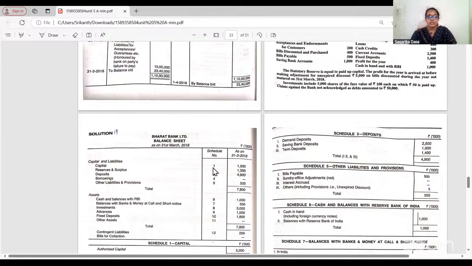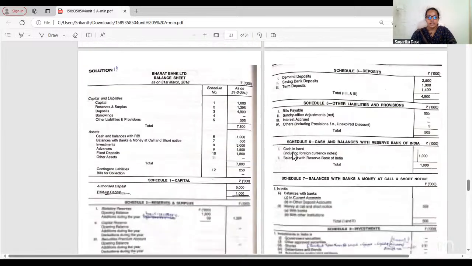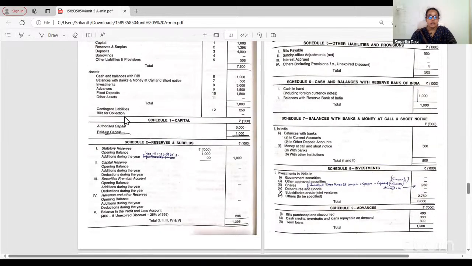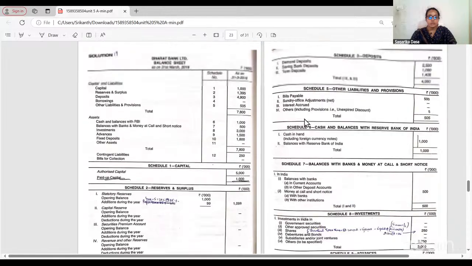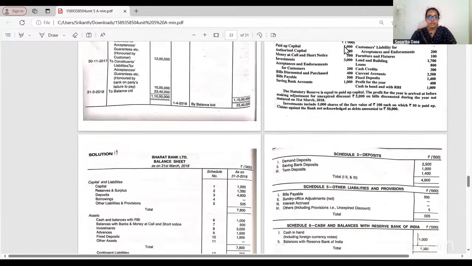Now first one, schedule 1, capital. Let us see capital here. Schedule 1 is capital. We have only paid up capital given in the problem, 1000. If you see here, paid up capital is 1000. So the same 1000 we are taking here.